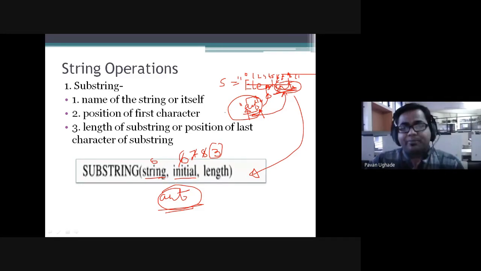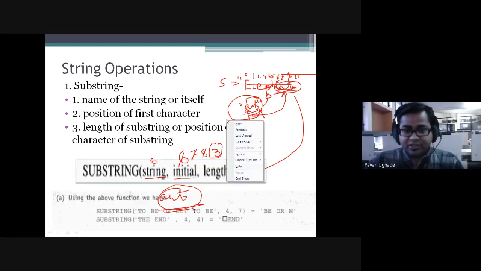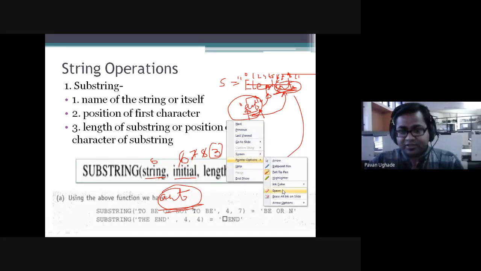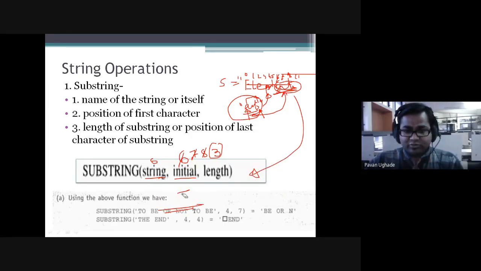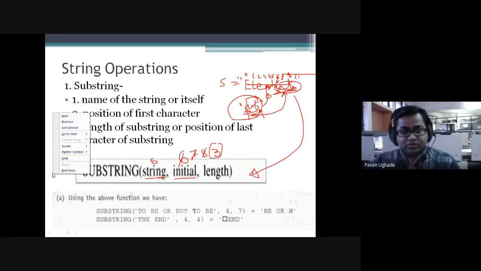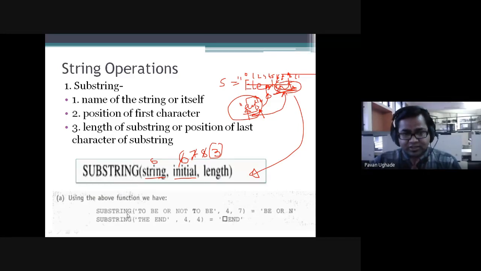This is how the first string operation, substring, works. I hope there is no problem. Anyway, there is one example that I'm going to show. Now please see, using the above function, there is a substring. This is the string we have given: to be or not to be. I have said I'm going to get the substring from the fourth position, and the length is 7.